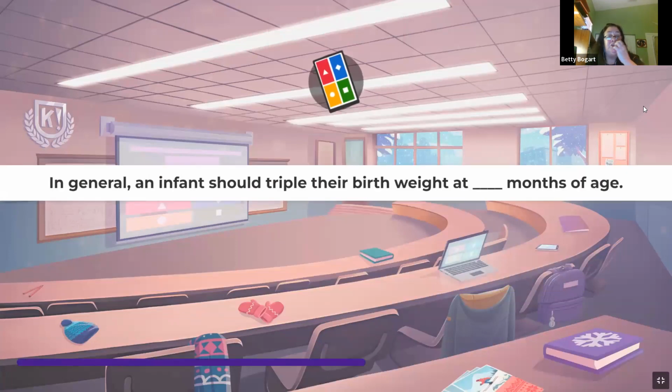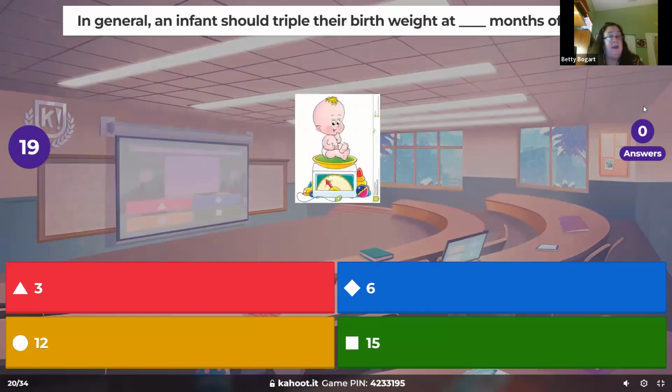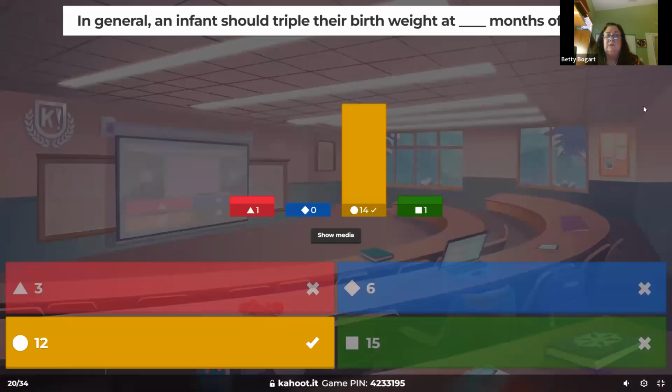In general, an infant should triple their birth weight at what months of age? And that's at 12 months. So double at 6 months, triple at 12 months. These are very important things to monitor because they could have failure to thrive. They're not big enough. They don't weigh enough. And remember, cognitively and physically, they're not going to be where they should be. So nutrition is so important. Too much is also bad too.